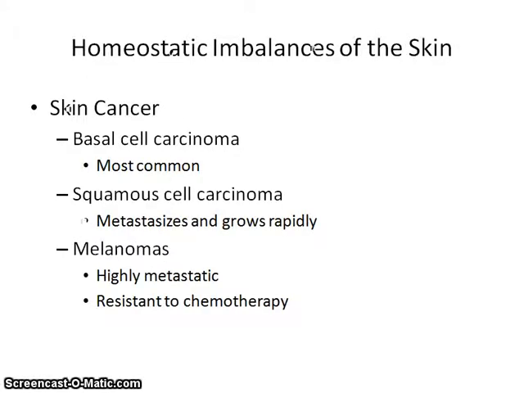All right, last thing, the imbalances of skin. There's 3 types of skin cancer. Basal cell is the most common. Squamous cell is a serious one because it metastasizes. That means that it goes from one place to another. So if you had skin cancer, it could jump to your lungs, or it could jump to your brain, or your ribs, or anything else. And then the last one here, melanoma, that's the one thing that if you had to have any of these cancers, you would not want that one. It's highly metastatic, and it is also resistant to chemotherapy, so your treatment options are limited.